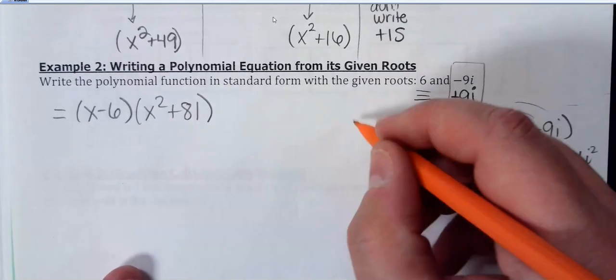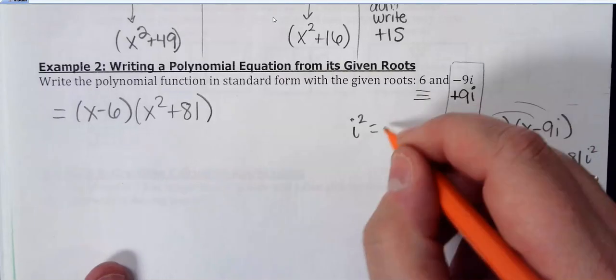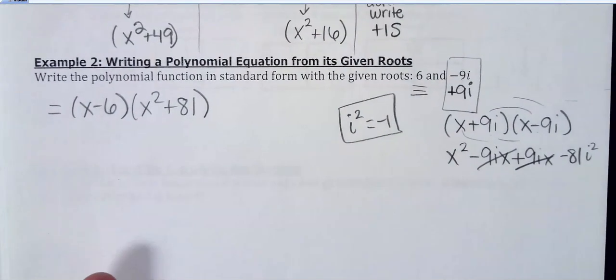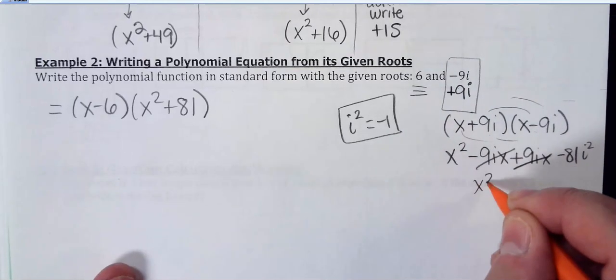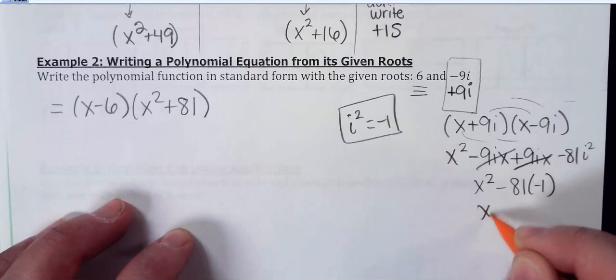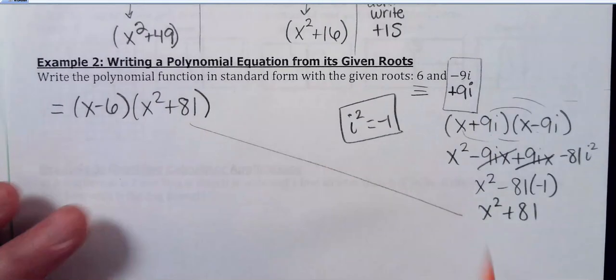And then this is important for today. Do you guys remember what i squared is equal to? -1. Okay, so just remember that. That's just the definition. Now, in this case here, what I have is x squared minus 81 times -1, which simplifies to x squared plus 81. That's where that's coming from.